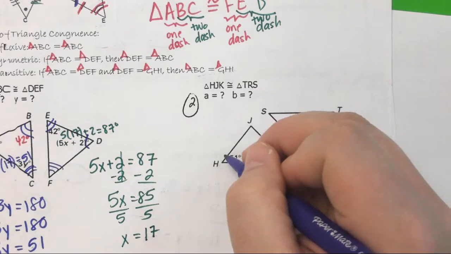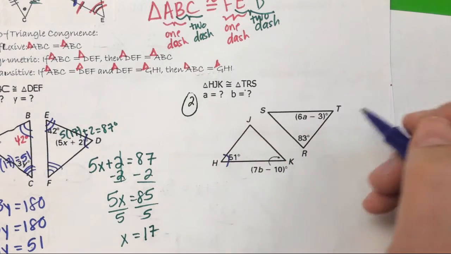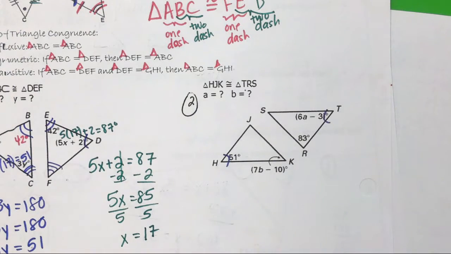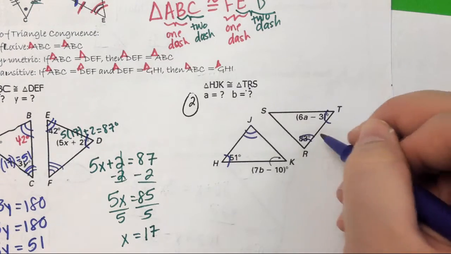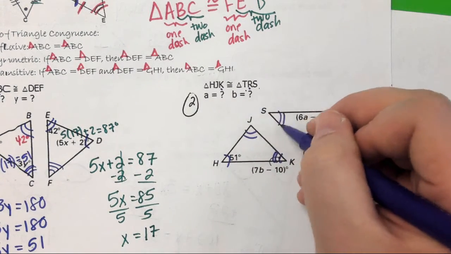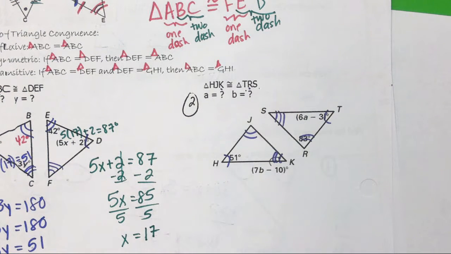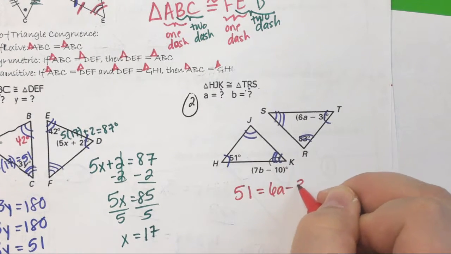if I give H 1 rainbow, then I need to, on this other triangle, give T 1 rainbow. If I give J 2 rainbows, then I need to give R 2 rainbows. If I give K 3 rainbows, then I need to give S 3 rainbows. And yes, seriously, that's what Miss Compton sits there and does first. I give everybody rainbows, because then suddenly my life is so much easier, because I know who goes with who. For instance, I know 51 goes with 6A minus 3.